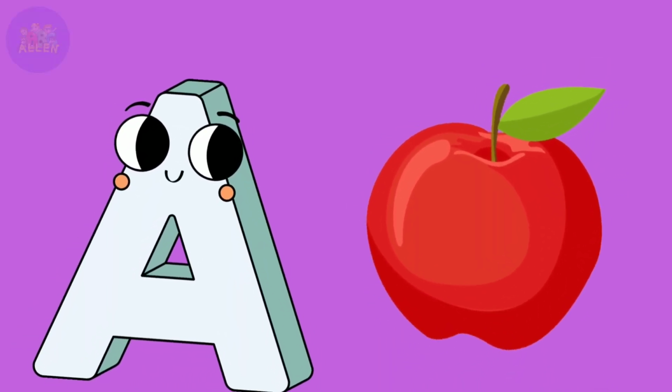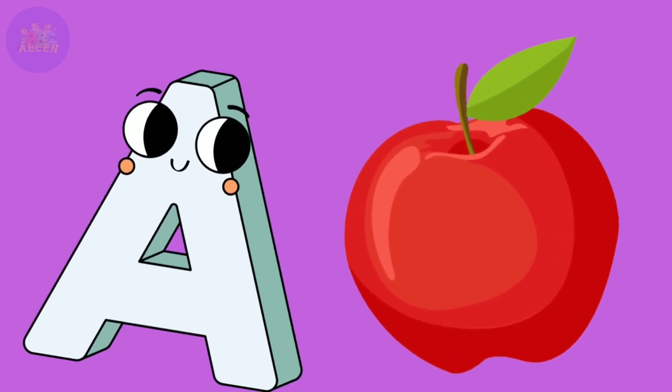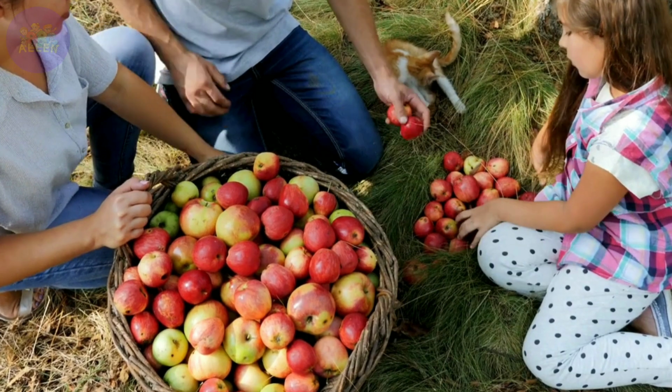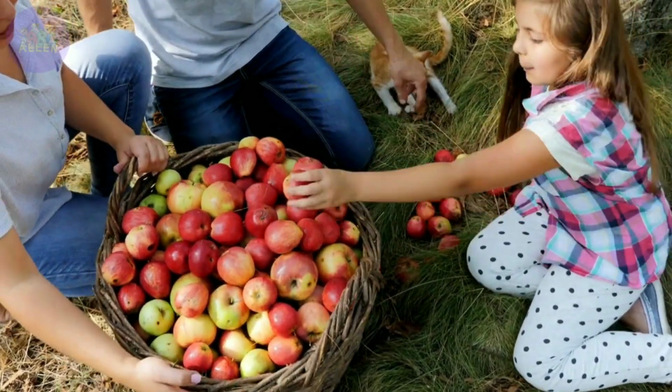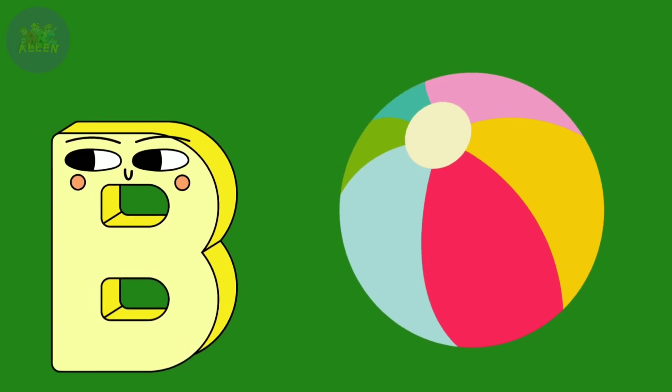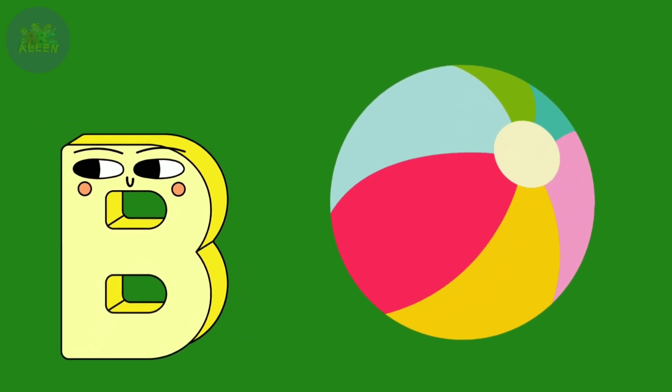A. A is apple. A for apple. Say with me. A is apple. B. B is ball. B for ball. B, ball.